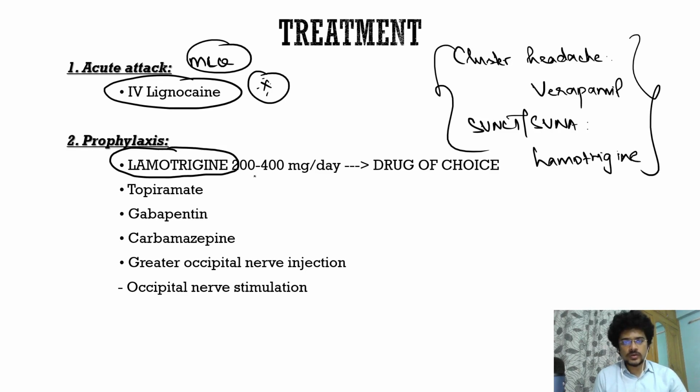Okay, so the dose is around 200 to 400 milligrams per day. The other drugs that can be used are topiramate, gabapentin, carbamazepine, and in refractory cases, you can try greater occipital nerve injection or occipital nerve stimulation. So I think I covered most of the important points.